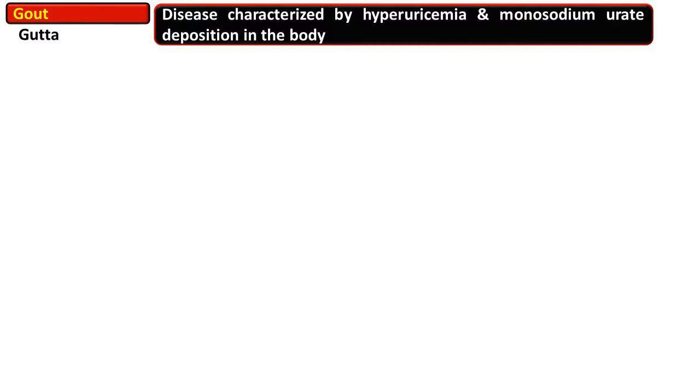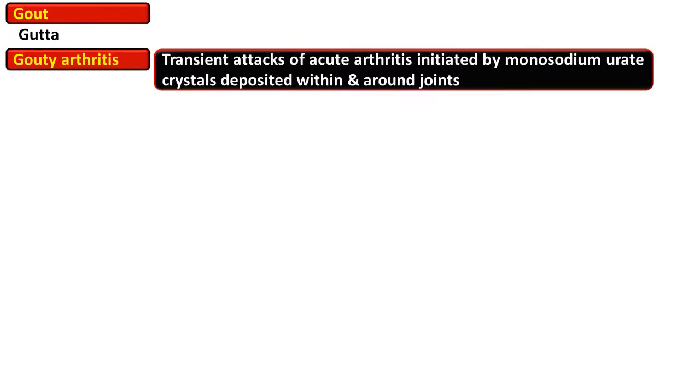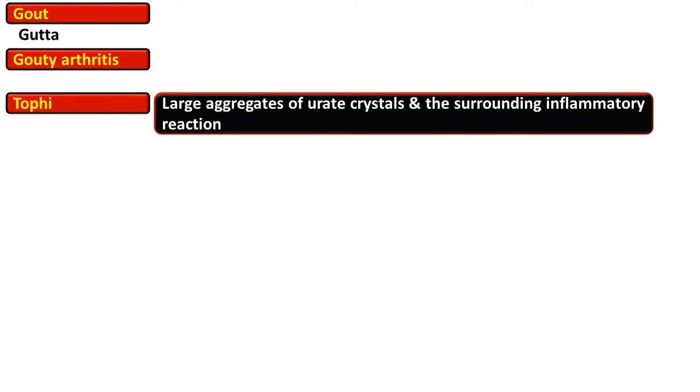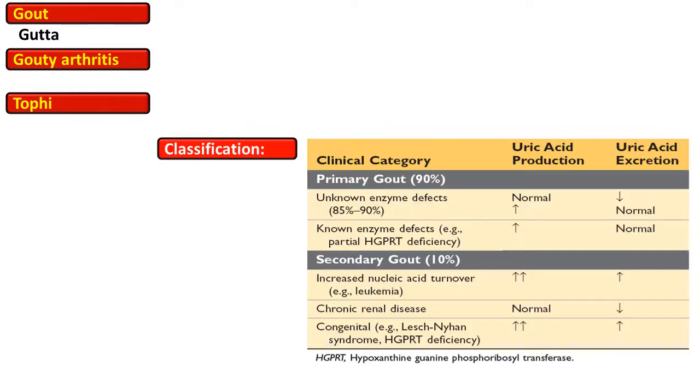The disease definition currently is a disease characterized by hyperuricemia and deposition of monosodium urate crystals in the body. Gouty arthritis, however, is the transient attack of acute arthritis, which is initiated by deposition of monosodium urate crystals within and around the joint. Then there is another term we will study in this disease, that is tophi. These are large aggregates of urate crystals and the surrounding inflammatory reaction, termed tophi.